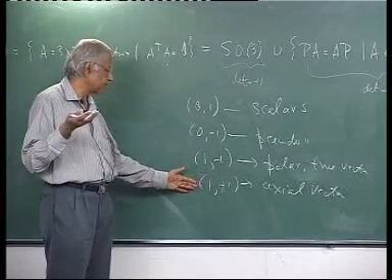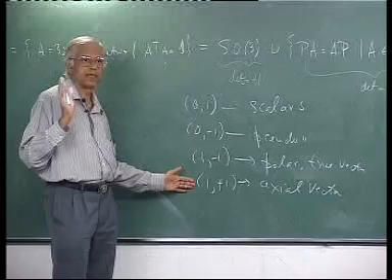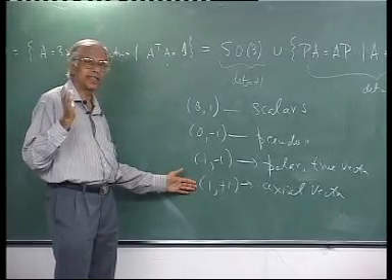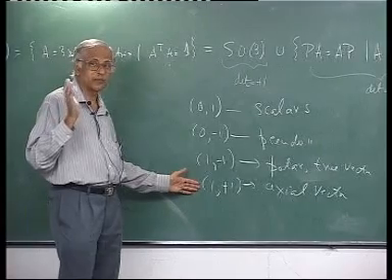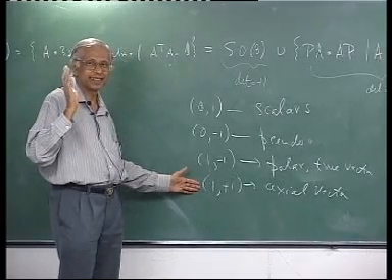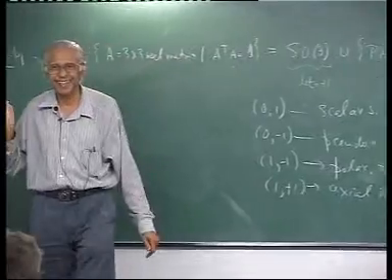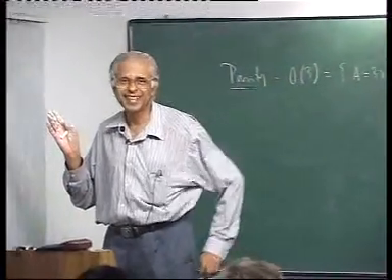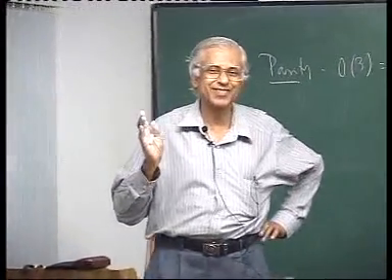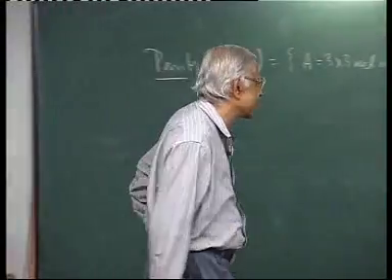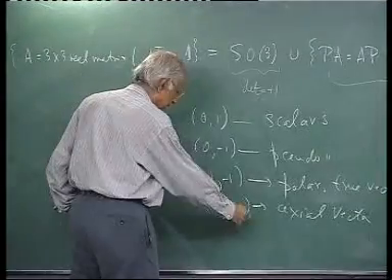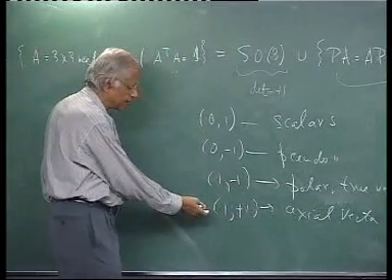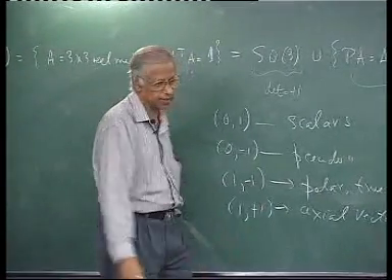Examples of axial vectors in mechanics? Angular momentum. In electromagnetic theory? B. Okay? What is the Poynting vector? Is it true vector or polar vector? Why? Yeah, exactly. Very good, very good. So, Poynting vector is here, and magnetic field is here, and angular momentum of particles is also here.